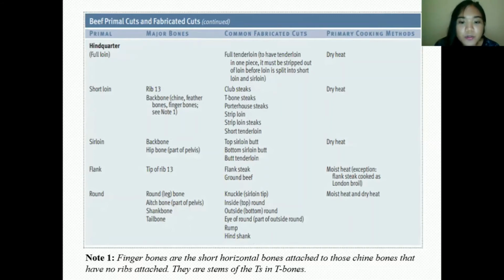So they are stems of the teeth in T-bones. So here are other parts of the beef, which is the full loin, the short loin, the sirloin, the flank, and the round. And you can see the major bones. They have the common fabricated cuts, then the primary cooking method, which is mostly dry heat.